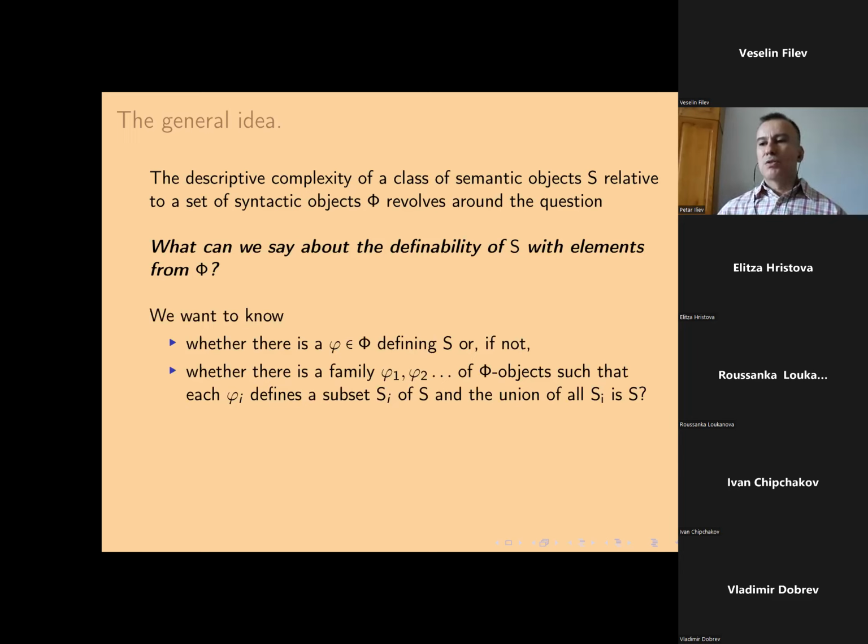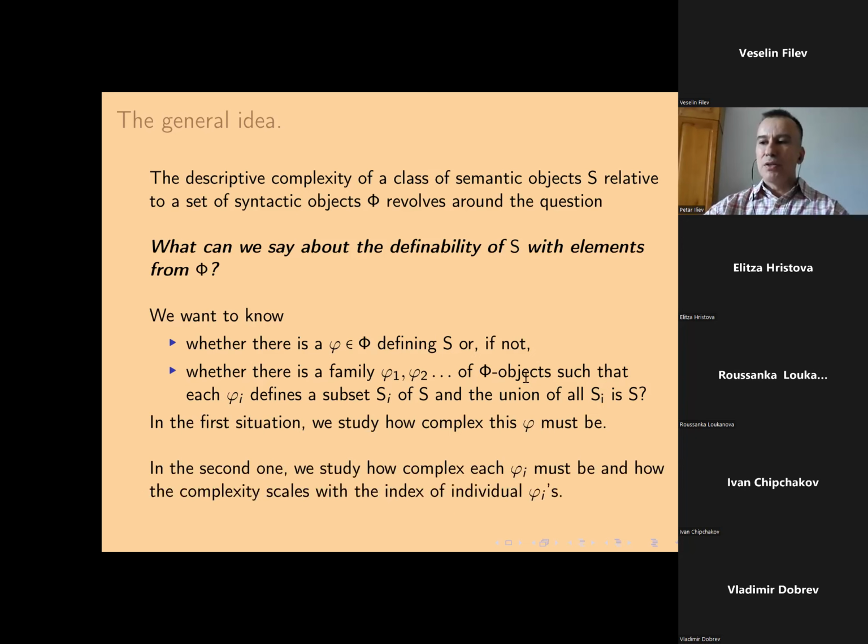What we want to know usually is, first, whether there is a formula or some other syntactic object that defines the whole class of properties we're interested in, or if not, whether there is a family of syntactic objects such that each of these syntactic objects defines a subset or subclass of these properties, and the union of all these subsets or subclasses is the whole class of semantic objects we're interested in. So in the first situation, we can study how complex this formula, binary decision diagram or circuit is. And in the second situation, we usually study how complex each formula or syntactic object is and how this complexity scales with the index of the individual syntactic objects.